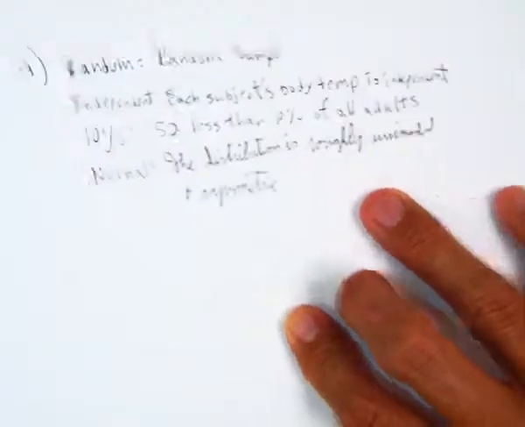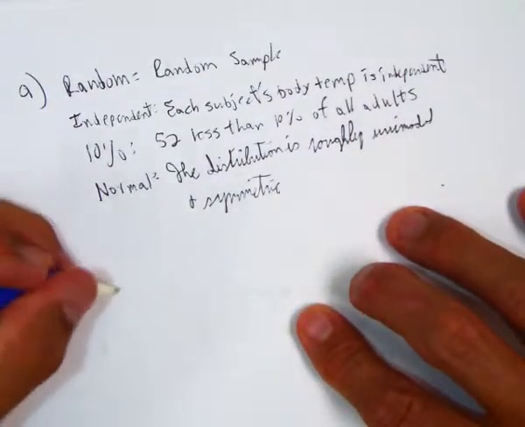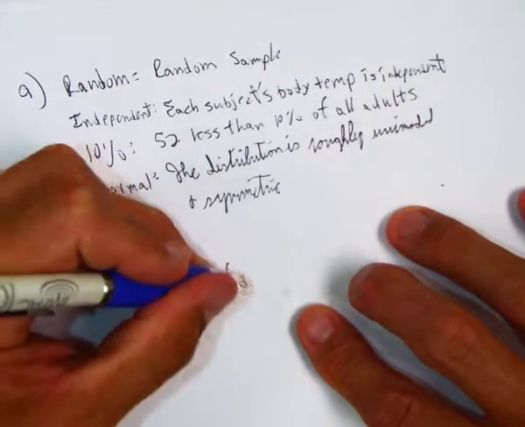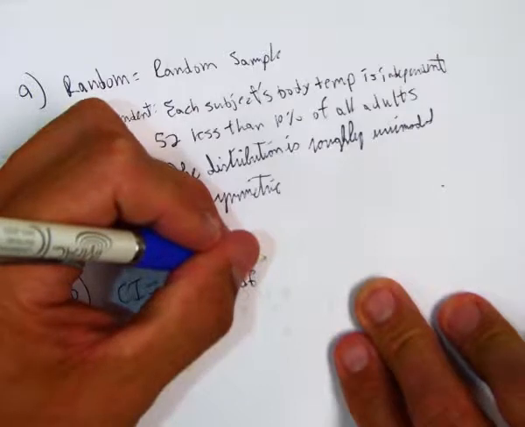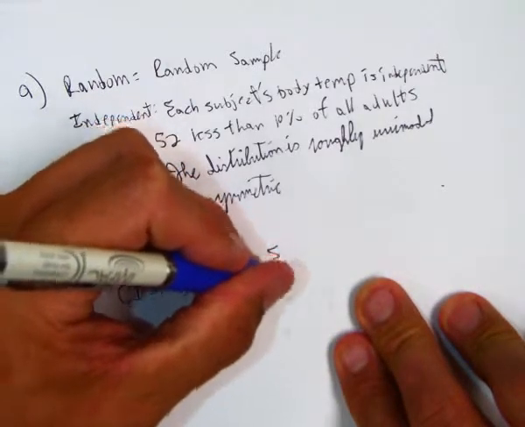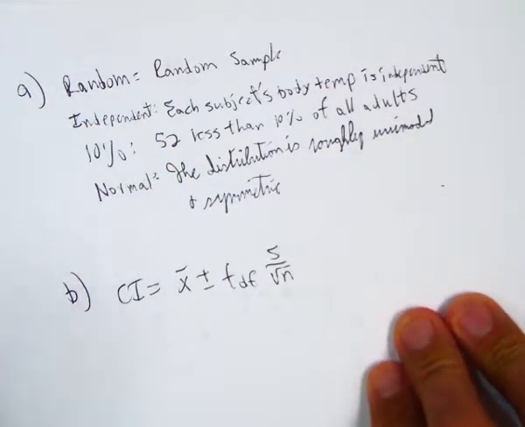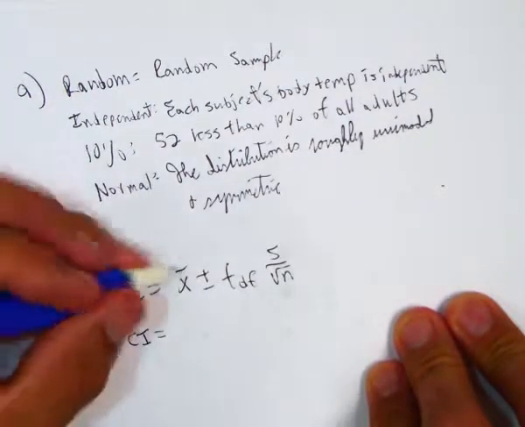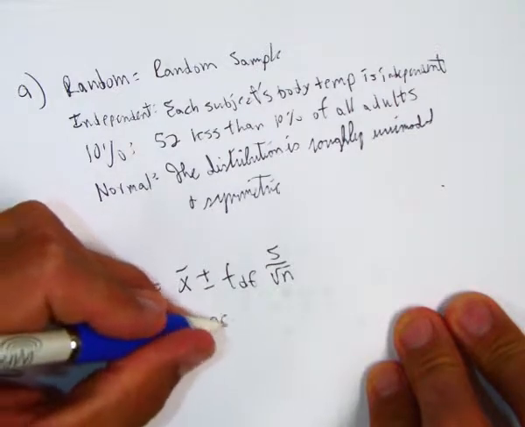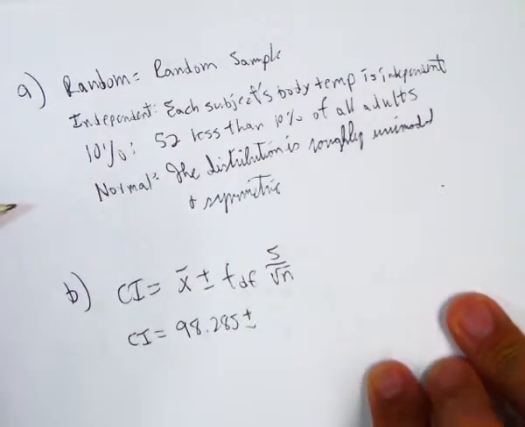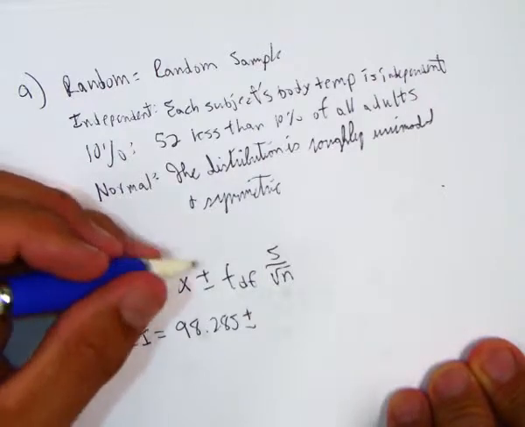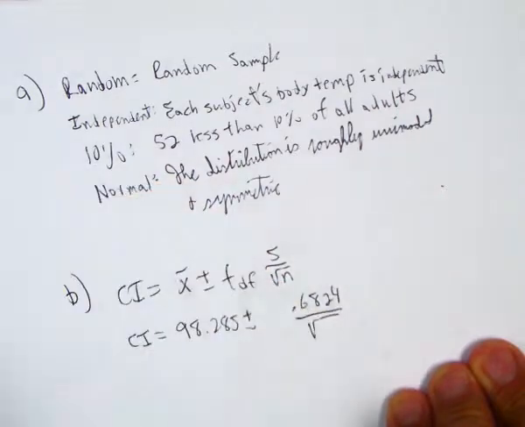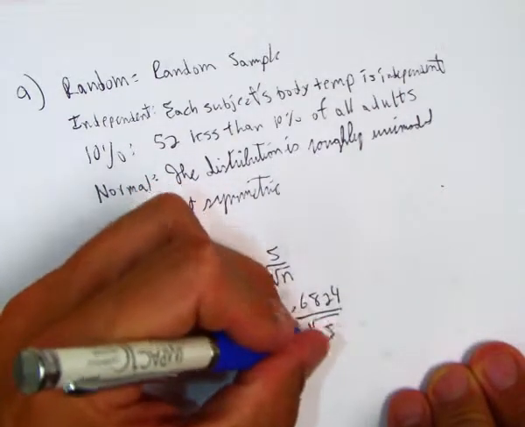Then in B we got to find a confidence interval. So a confidence interval equals x bar plus or minus t times s over the square root of n, which is our standard error. So x bar in this case, the mean is 98.285. Plus or minus, we got to find t. S is the standard deviation, that's 0.6824 over the square root of n. Well, n in this case is 52.